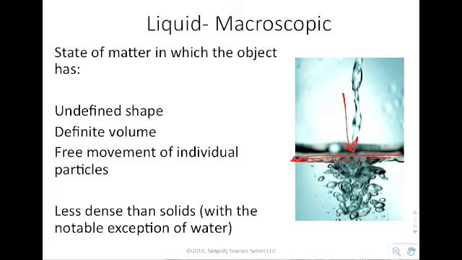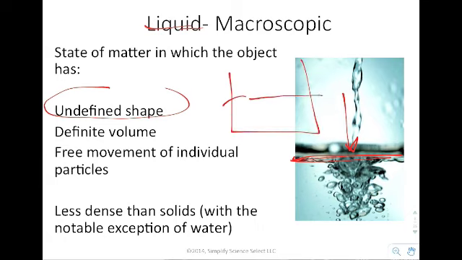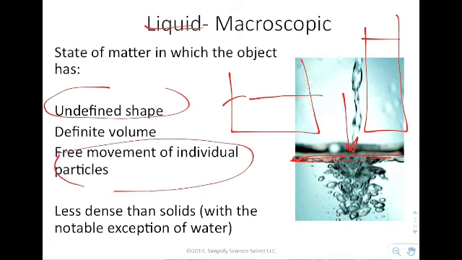So the one thing that's different between a liquid and a solid is the fact that it has an undefined shape. Okay, a liquid will take the shape of whatever the container is. So if I take this and I take this and it's the same amount of liquid, it will take the shape of whatever container holds it. Now, one thing is liquid does have free movement of individual particles. It is generally considered to be less dense than solids, and people say, yes, yes, but what about ice and water? Yes, water is one of the notable exceptions.